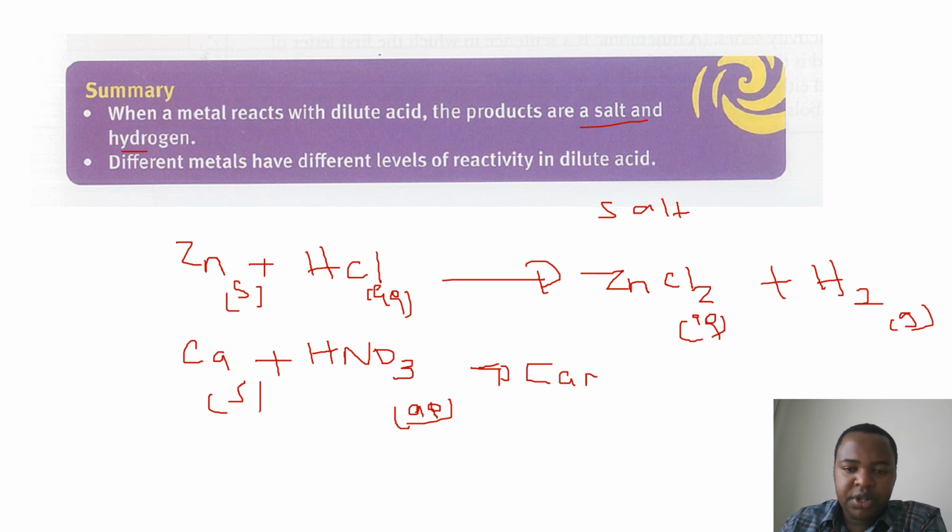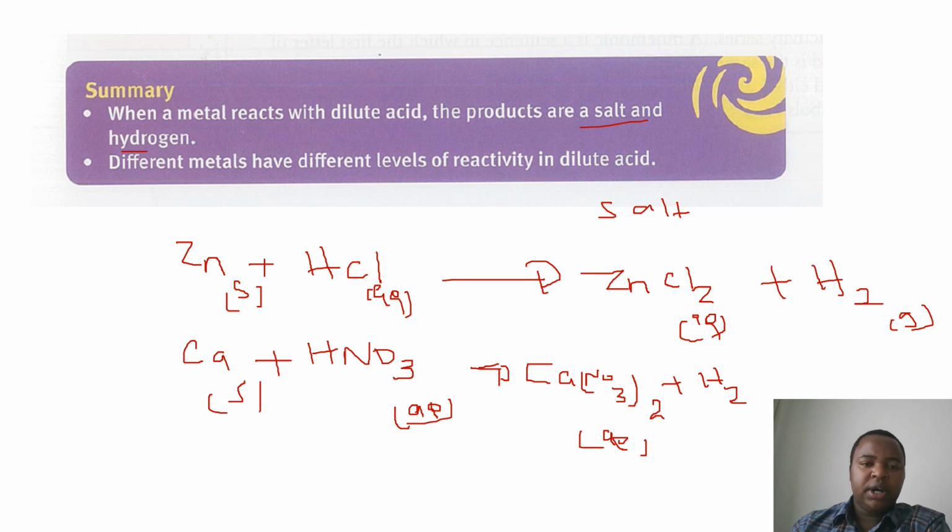Calcium nitrate is written like this because nitrate has valency 1 and calcium has valency 2. Then plus hydrogen gas. With more practice, you'll be able to know how to write symbol equations. We'll continue doing more practice. This goes all the way to the end of grade 11, but the earlier you start practicing, the better, and the more you become an expert in this. And you find chemistry to be very easy as you progress when you start understanding this.